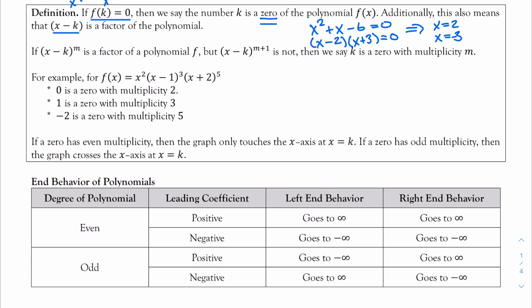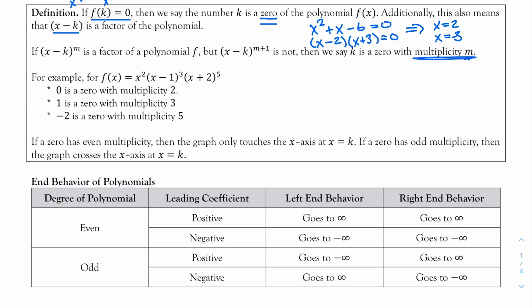All right, so this is really good for whenever I have a set of separate zeros. But what if I have (x - k)^m as a factor of my polynomial, but (x - k)^(m+1) is not? Then we say k is a zero with multiplicity m. What does this mean, informally speaking?